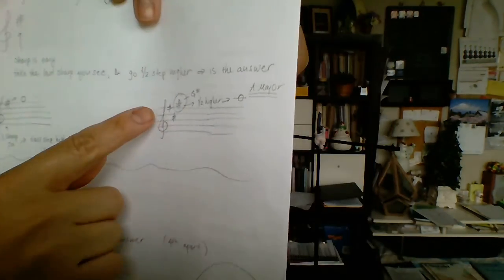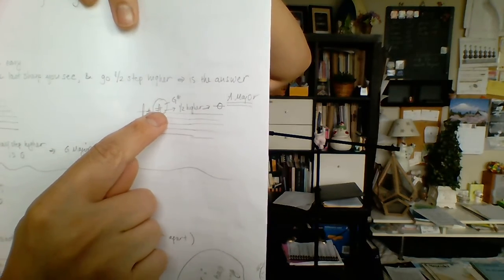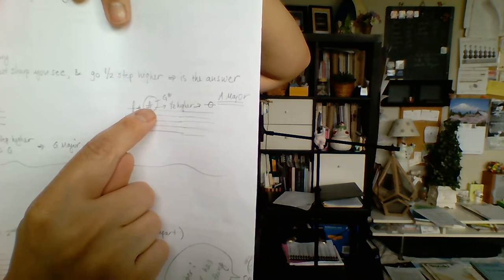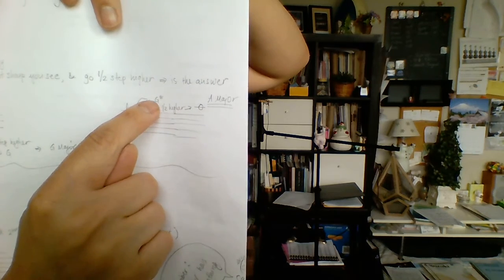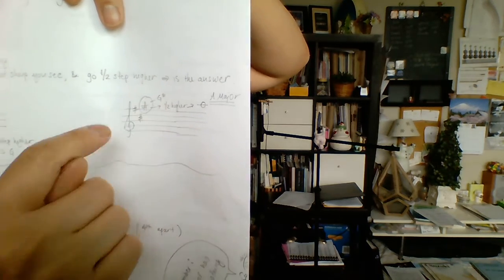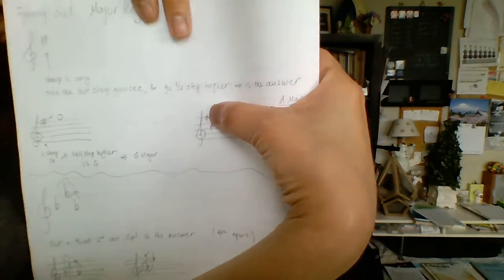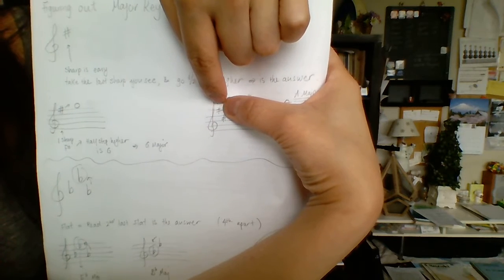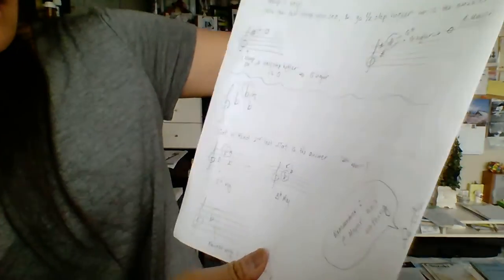So if you have three sharps, F, C, G, you take the last sharp, which is the G sharp, that's the seventh note of the scale. So you go a half step higher, G sharp to A, so it's A major. So say if you have two sharps, F, C, so take the C sharp, and a half step higher is, yes, D major, okay?